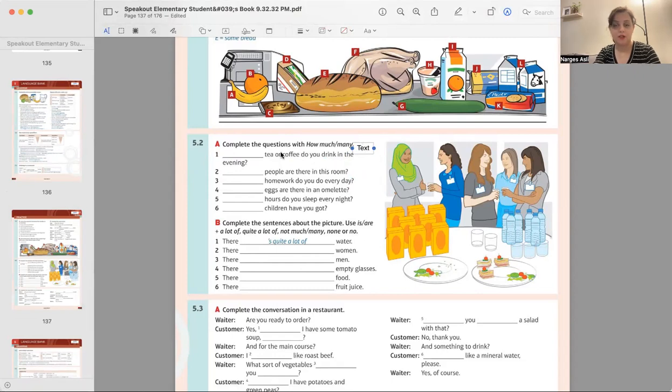Okay. How much tea or coffee do you drink in the evening? خب تی و کافی قابل شمارش نیستن دیگه، پس میشه how much. ببخشید بچه ها، من یه چیزی رو فیکس کنم بعد بریم ادامه.